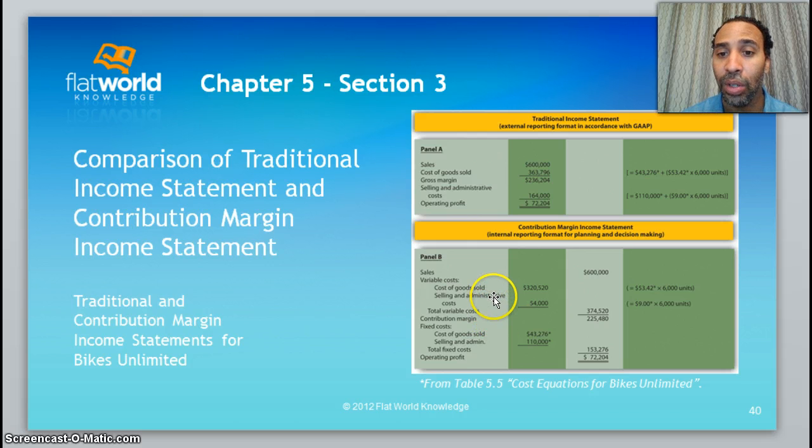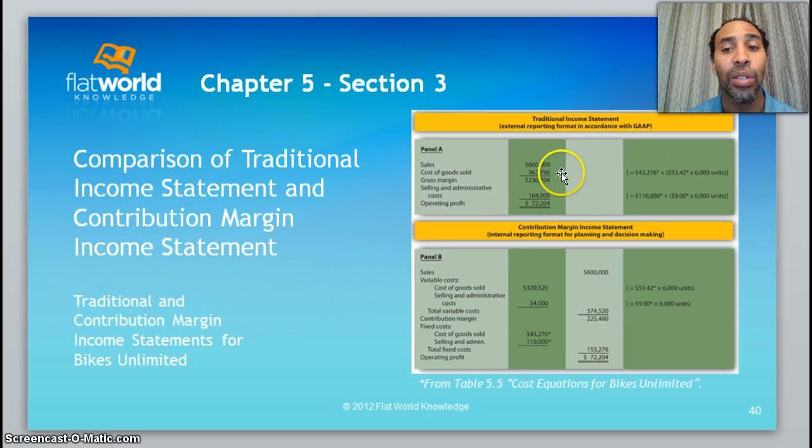So you have cost of goods sold and selling and administrative. You have the same thing down here, but they're split between fixed and variable. And then you have total fixed costs is 153,276. You subtract that from your 225,480 because that's your contribution margin, and your operating profit is 72,204. So your operating profit was 72,204 up here. It was also 72,204 down here.